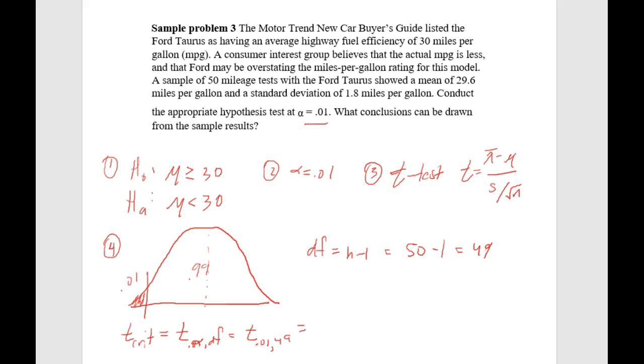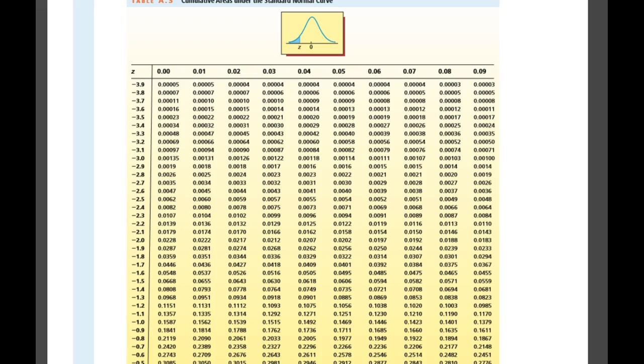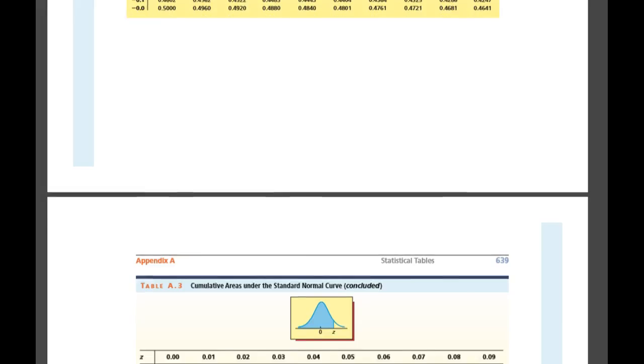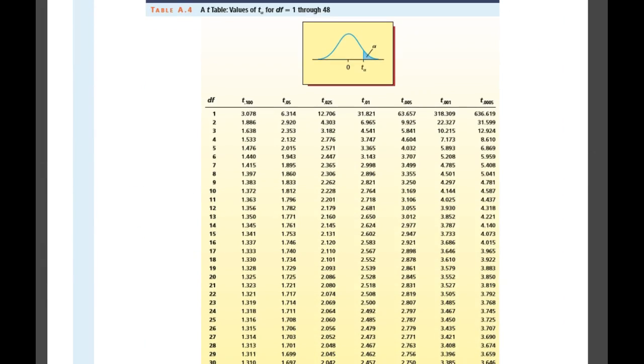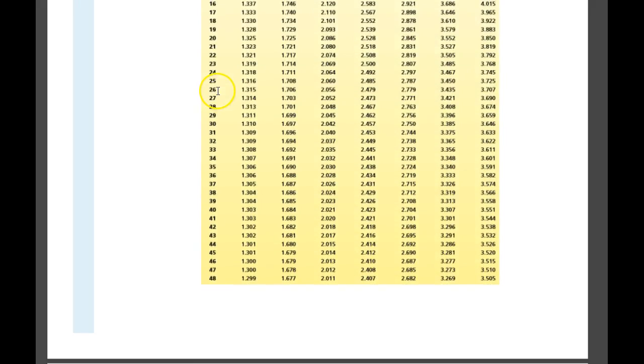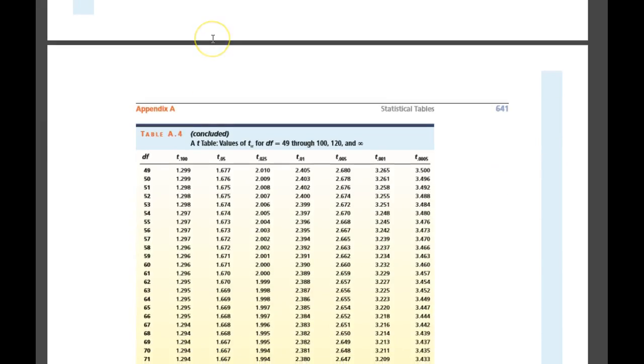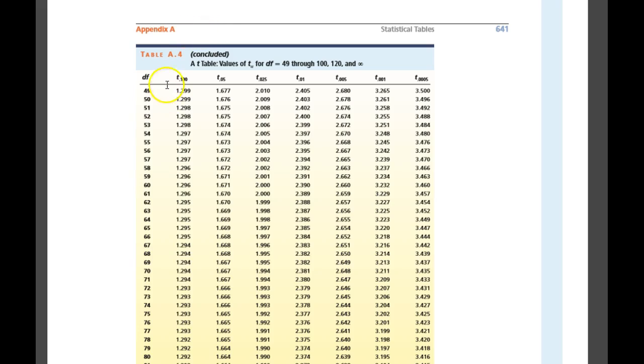Okay. So then now we go to our table. This is a z table. We want to be on the t table. We want to look this up. So we're first going to look for our degrees of freedom. Because this one goes up to 48, we're on to the next table, which is still t. 49, we found it. And then we're looking for 0.01 on one of the tails. So 0.01, t of 0.01. So degrees of freedom 49, t of 0.01. We have 2.405.